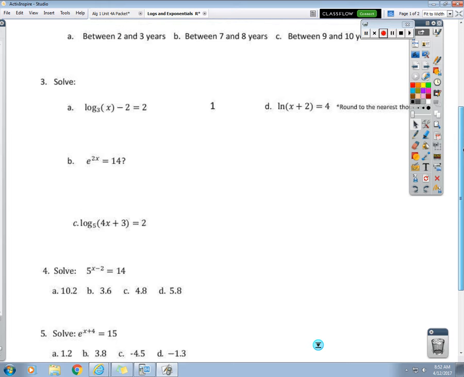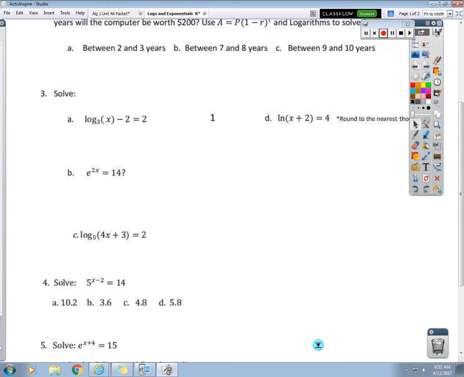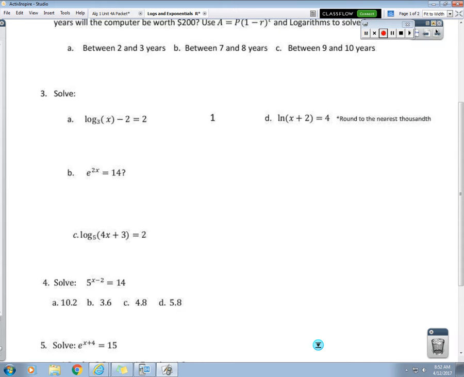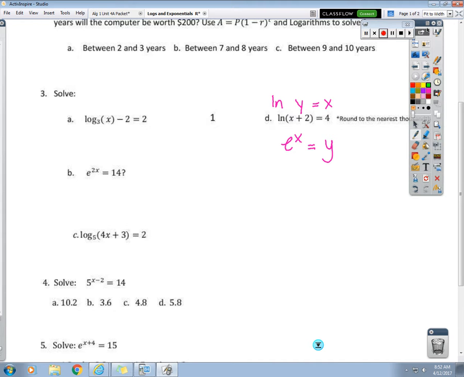Second LN. Okay, D, what should we do first? It's currently in what form? LN, which is that ln y equals x. Okay, this is ln, all of that's in the y place, and the 4 is in the x place. Well, we want to get it rearranged to exponential form, which is e to the x equals y, or y equals e to the x, however you want to do it. So what will that look like? Right, e to the 4th.